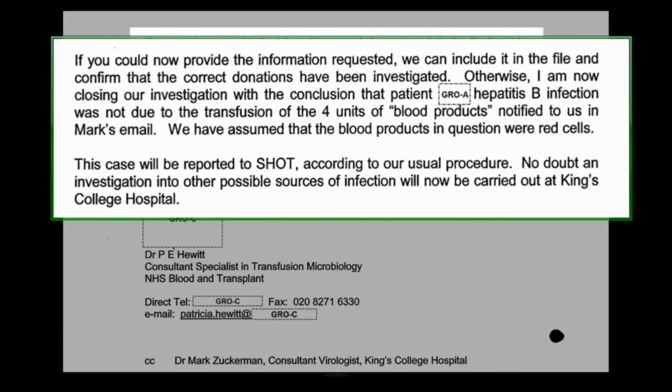As a final document in 2009, it's simply to note that, again, the difficulties of that communication between the hospital and the blood services.